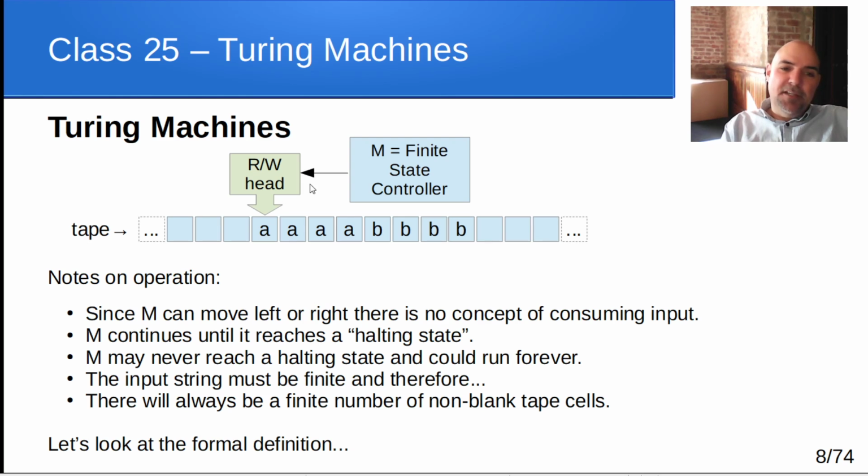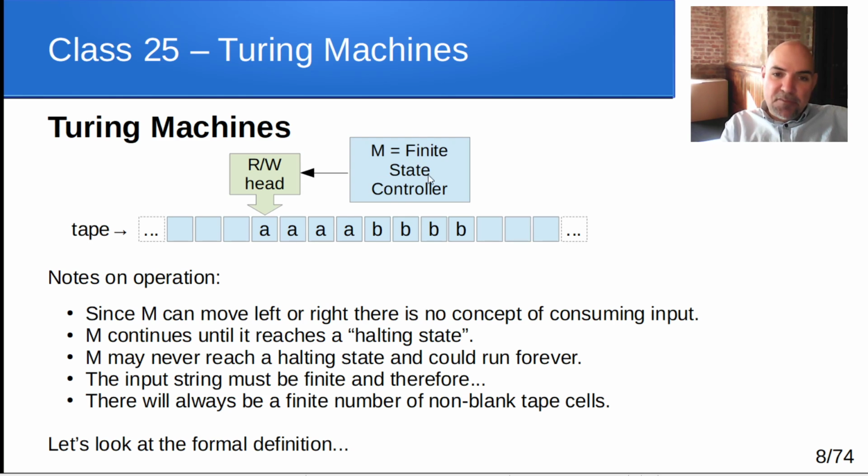So that's the basic idea. We have this read-write head. The state controller says with this symbol under the read-write head, we make the decision to write a new symbol to the tape, move either left or right, and then change state to a new state based on the DFA or the finite state machine that's inside of the finite state controller.